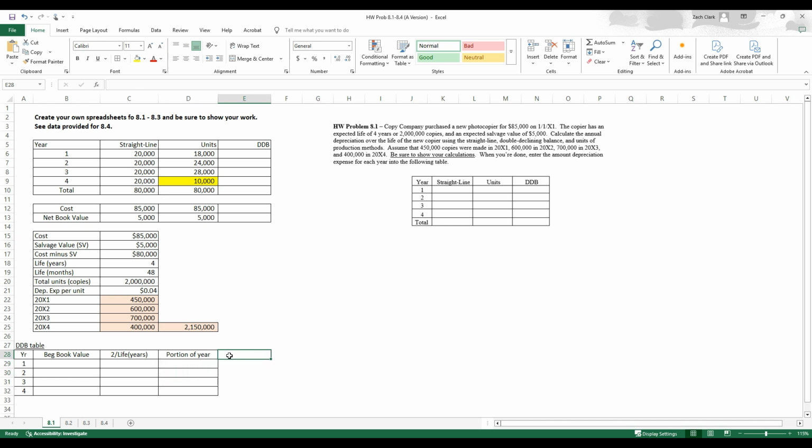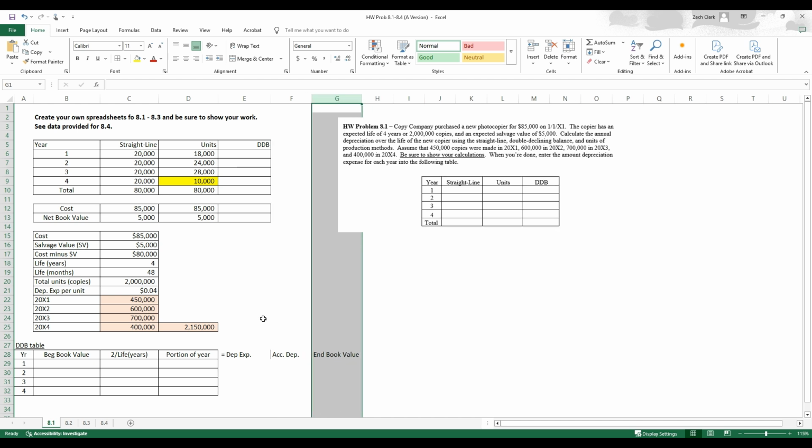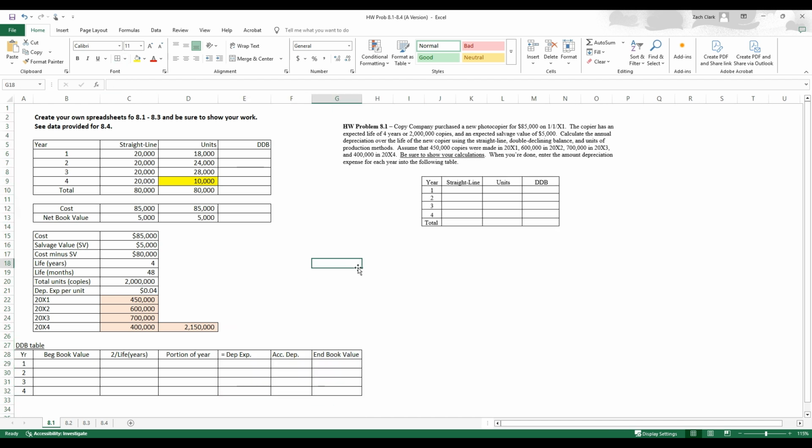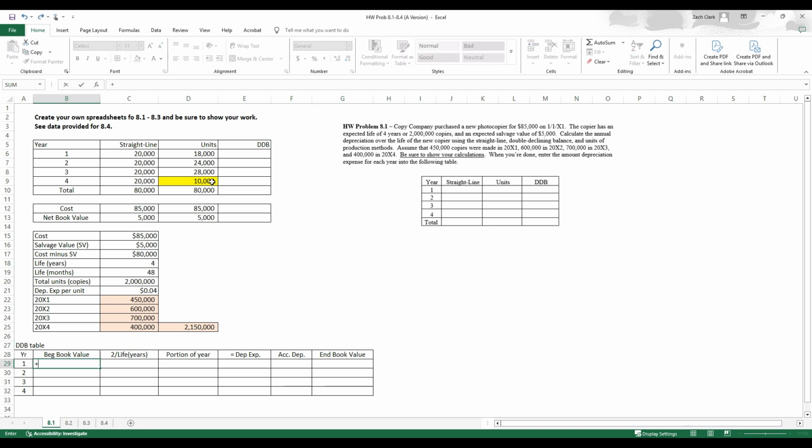Okay, and then that equals depreciation expense. And then we've got accumulated depreciation and ending. I'm just going to say ending book value. Let's do that. Let me just get these cells good. Okay, so now we've got this table kind of built out. Let's work through this and calculate what our totals are.